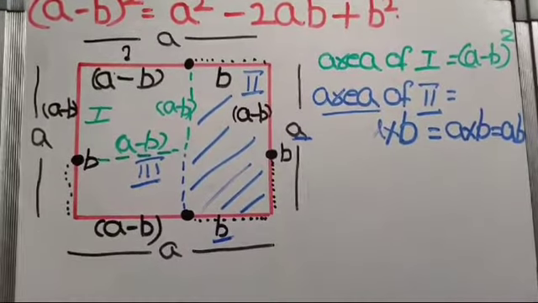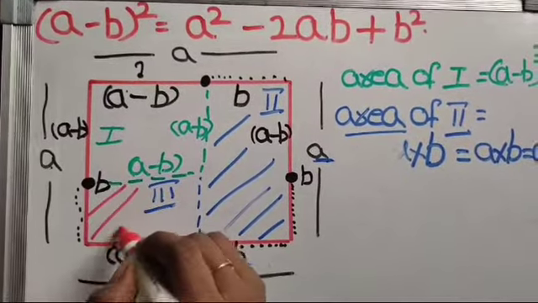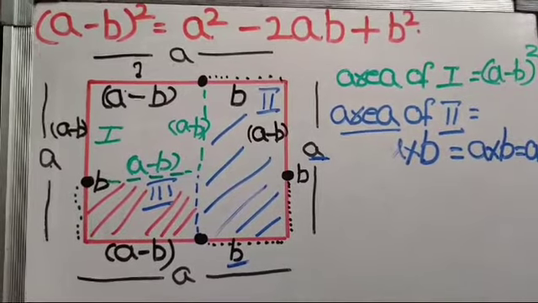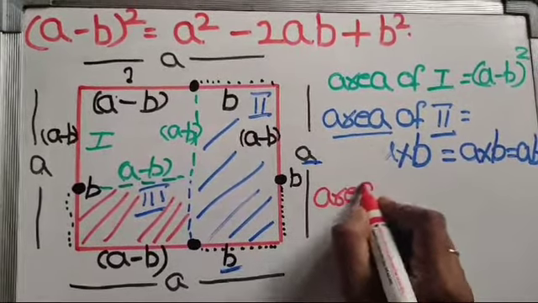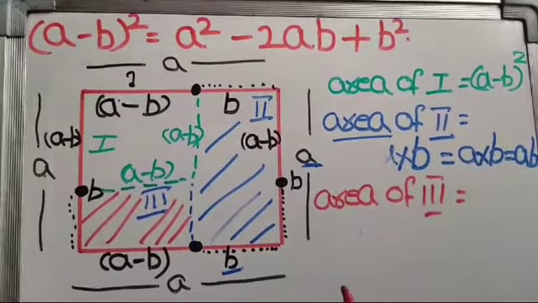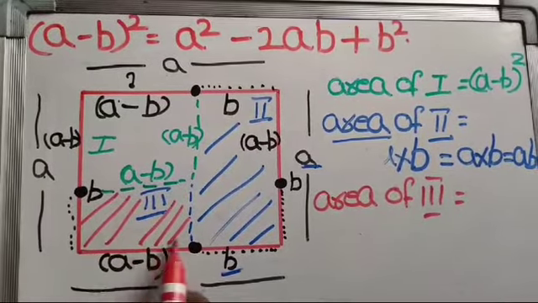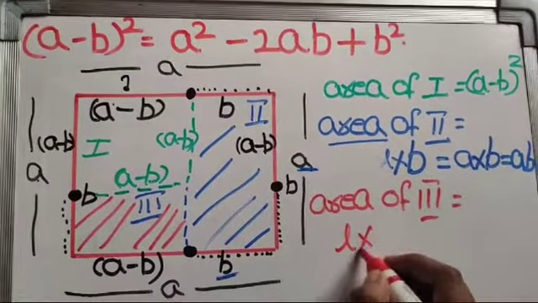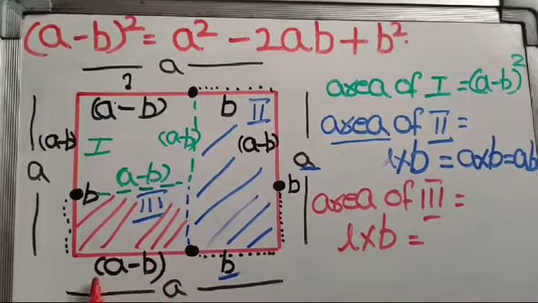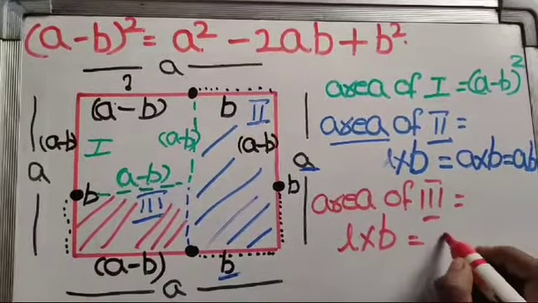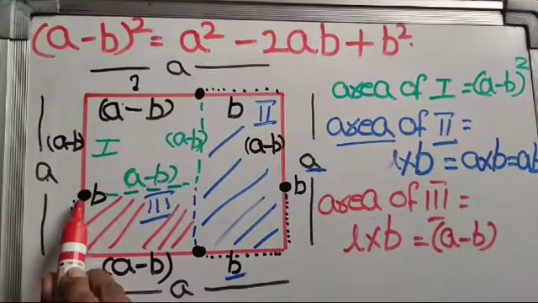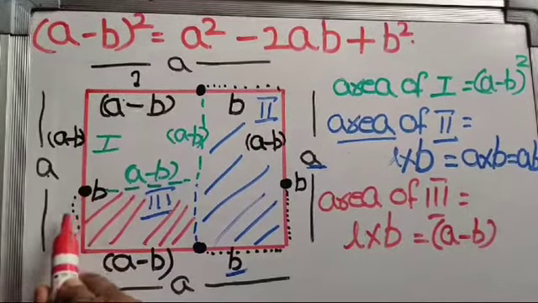Now what we have to do? We have to find the area of the third one, third rectangle. So now find the area of the third one or the third rectangle or the third box. So here also we are using the same formula because it is in the form of a rectangle, which is length into breadth. Here our length is A minus B and our breadth is B.